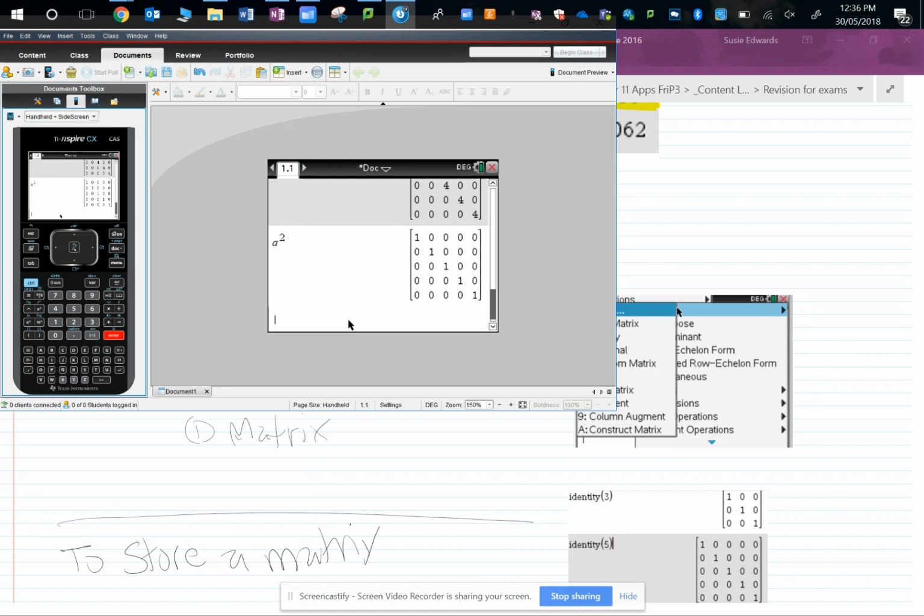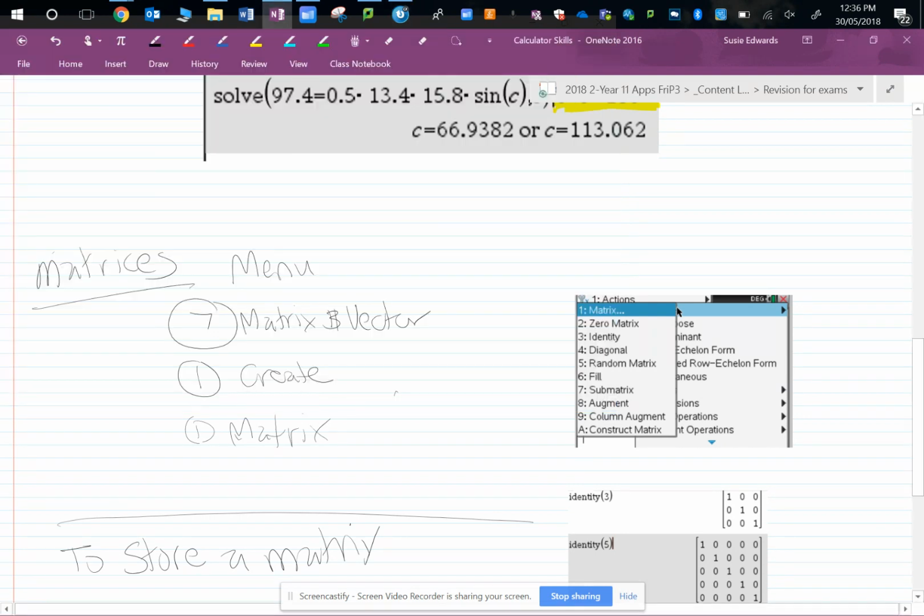I would highly recommend that you use the store function, because in your test, a lot of the time you're going to be asked to multiply A times B or B times A or something like that. If you save it as A, save it as B, and then A times B doesn't work, you can try B times A and see if that works as well, because that's where a lot of the time people are making mistakes.